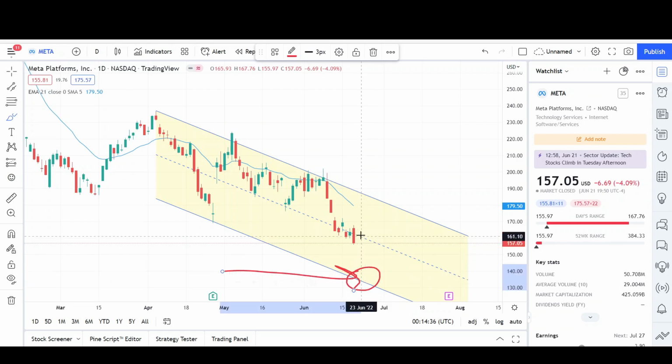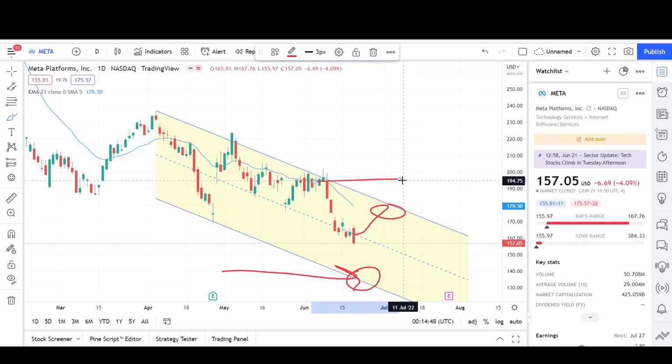If we don't get here, then we're probably going to be going upwards. And if we do go upwards, where are we going? Probably to this side of the channel, which is right around the 180 level. There's a possibility to come back up to this 195 level or even the $200 level.